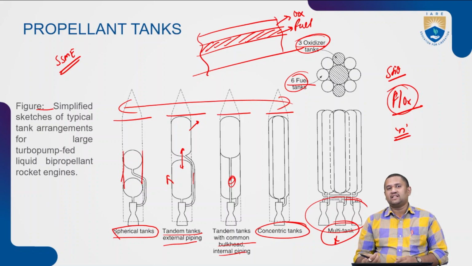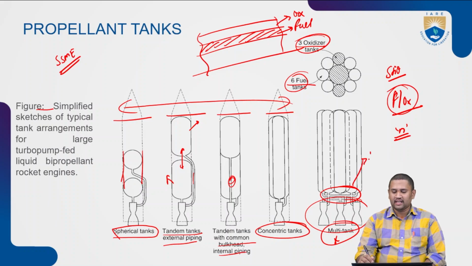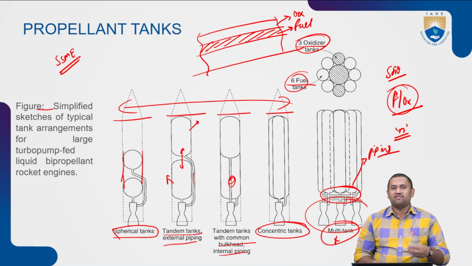As soon as we jettison, the overall performance might increase in these four cases. Whereas for multi-tank, we can jettison individual tanks, but the only thing we are supposed to take care of is the plumbing system, particularly the piping system. The piping system behind it will be more complex because we will be removing part of a tank in between a flight, and that has to be compensated from other available tanks.